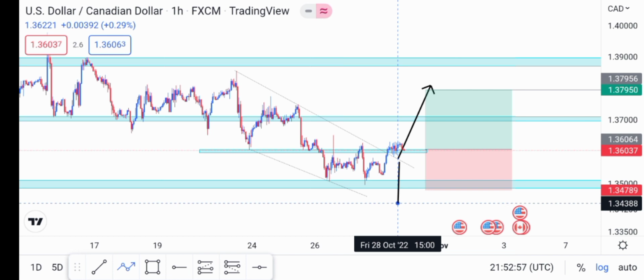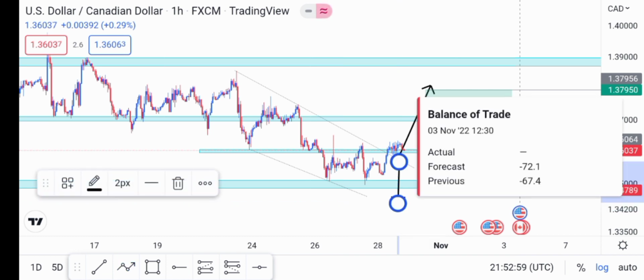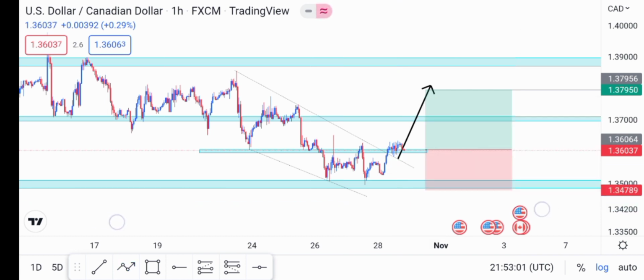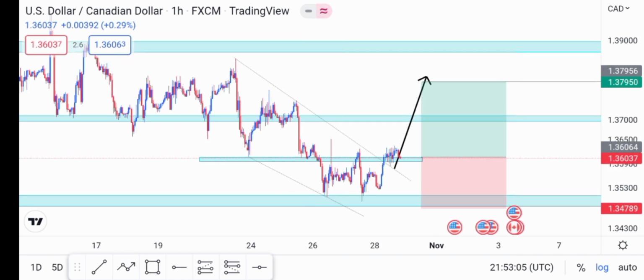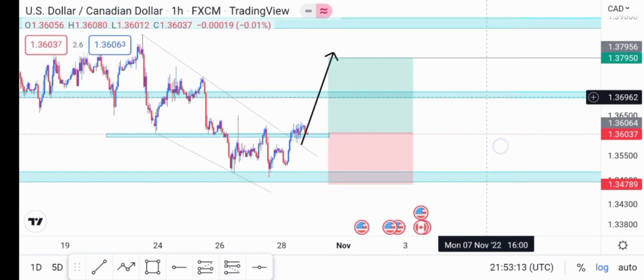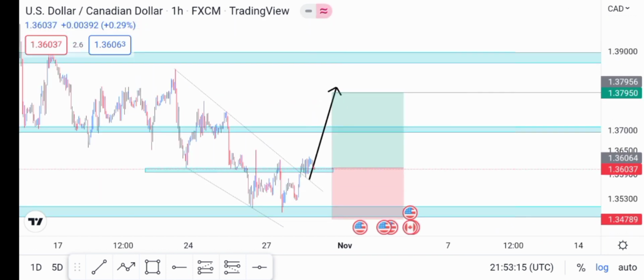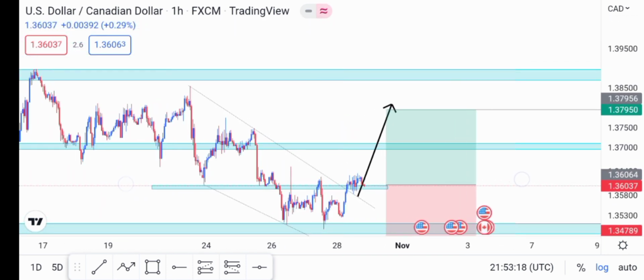But by the looks of this, I can see USD pushing to the upper side, as USD is still pushing to the upper side as well. Most of the US pairs are pushing to the upper side, so I'm seeing a potential movement to the upper side again. So this is what we have on USD CAD.